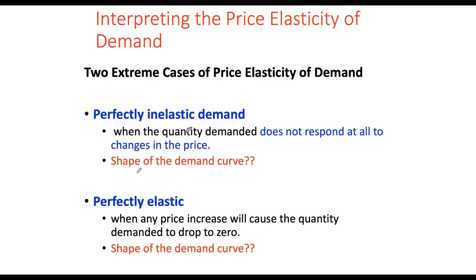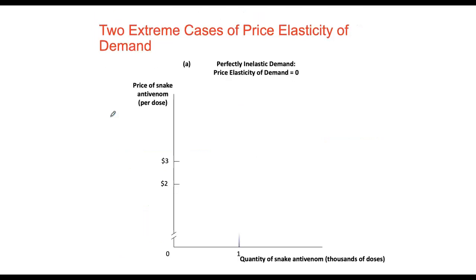In the case of a perfectly elastic demand, now your quantity demanded is extremely responsive. If price goes up by a small amount, quantity demanded will immediately fall to zero. So again, try and visualize the shape of this particular demand curve where quantity demanded is responding extremely quickly or rapidly for even a small change in price. In the first one, you'll end up with a vertical demand curve.